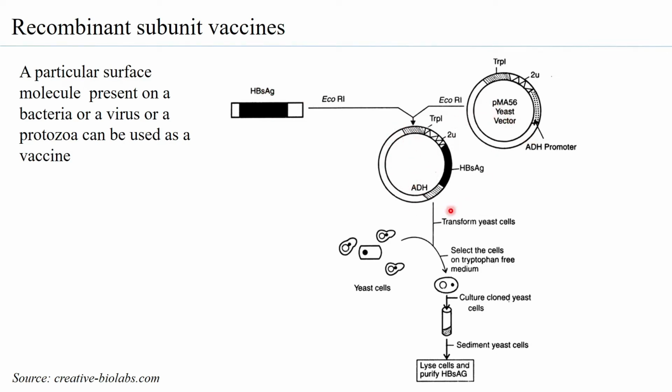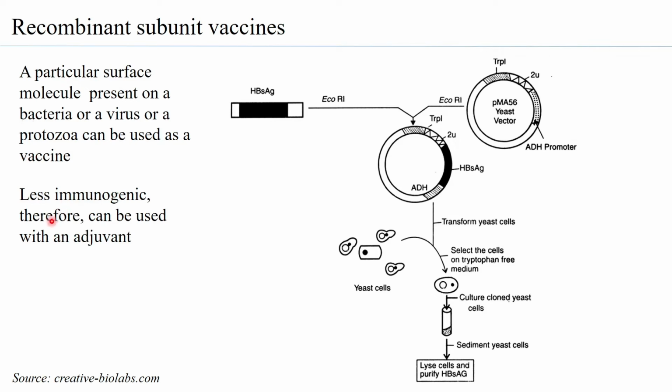So therefore, once it is cloned into a yeast vector and transformed, the yeast cells are cultured and one gets a high amount of the HBS antigen. So that can be purified from the cell culture and used as the vaccine. So it is less immunogenic because you're considering only one surface molecule, but when you use it with an adjuvant, the efficacy increases. So booster doses may be needed for long-term protection because its immunogenicity is less.